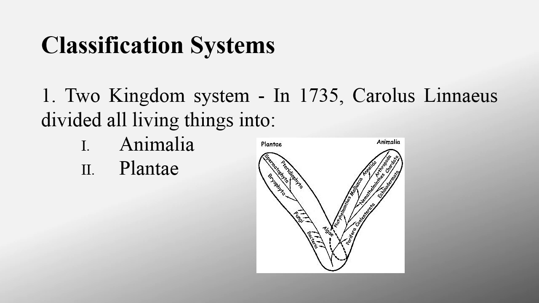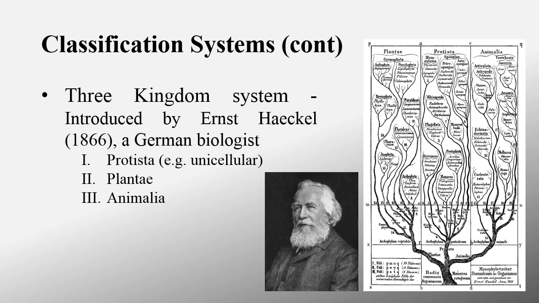Okay, let's move on to the classification system of organisms. In 1735, Carolus Linnaeus, the father of taxonomy, came up with a two-kingdom system, including Animalia and Plantae. However, in 1866, a German biologist, Ernst Haeckel, came up with a three-kingdom system, consisting of Protista, which is all unicellular organisms including bacteria and other protozoa, and then the Plantae and Animalia kingdoms.